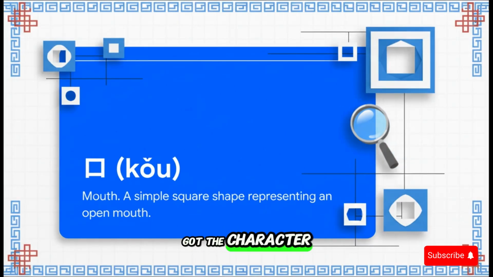And here we've got the character for mouth. Now you might be thinking, wouldn't a circle make more sense? And yeah, maybe. But a really key thing about Chinese characters is that they're built from simple, straight strokes. So a basic square becomes the perfect symbol for an open mouth.